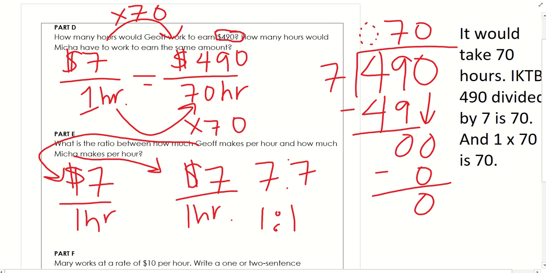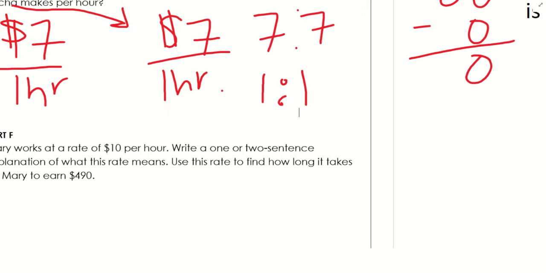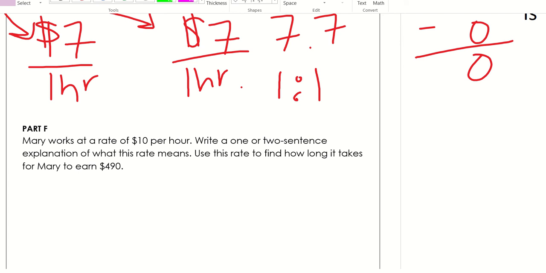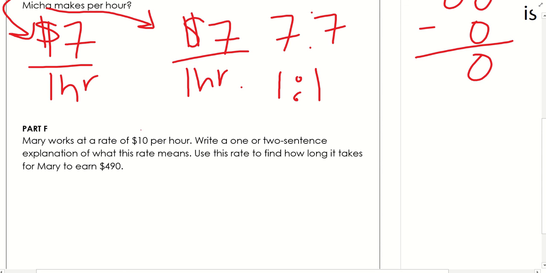All right, scholars, keep persevering. We've got one more question before independent practice. Part F says that Mary works at a rate of $10 per hour. I'm going to go ahead and cube this problem. She works at a rate of $10 per 1 hour.